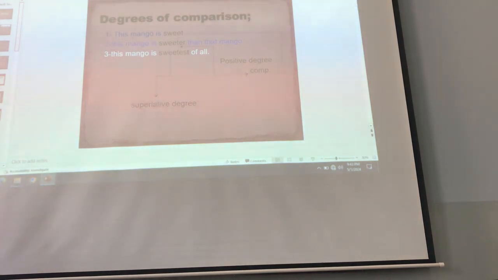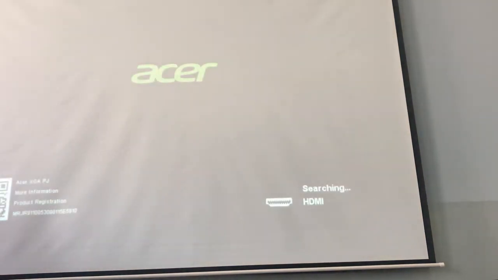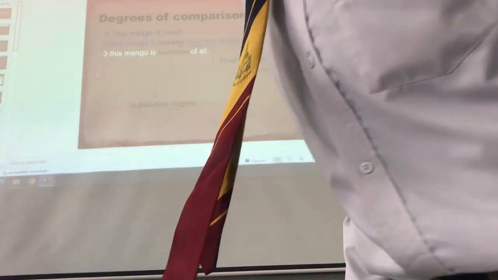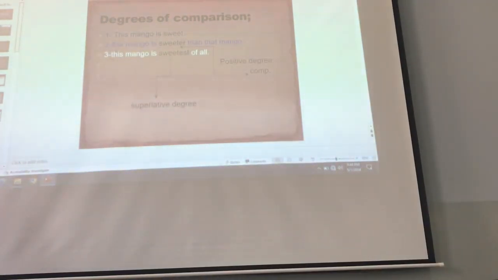Then second we have predicative adjectives. When an adjective comes after a noun, it's called a predicative adjective. For example, this house is beautiful. Beautiful is used after the noun, so it is a predicative adjective.